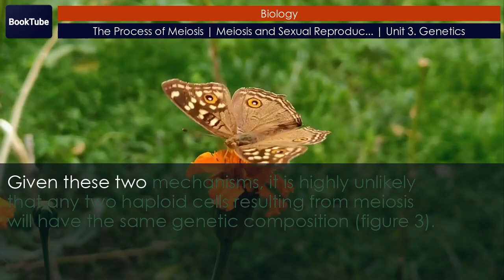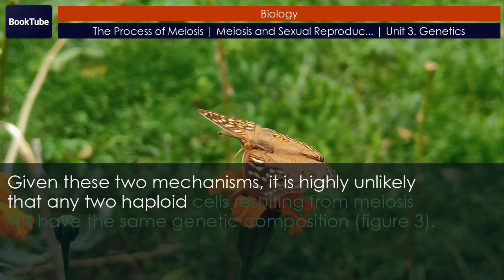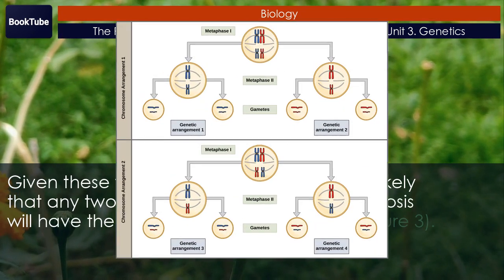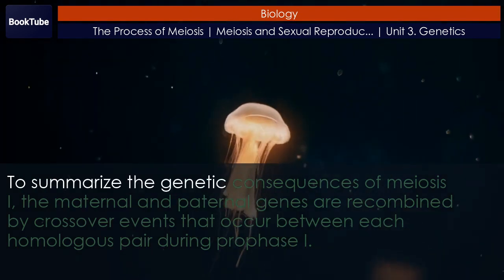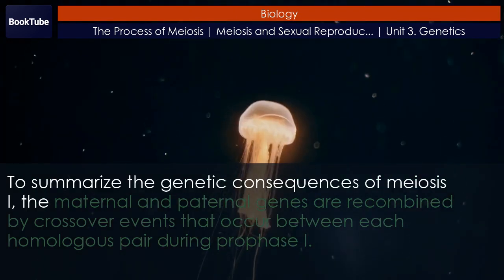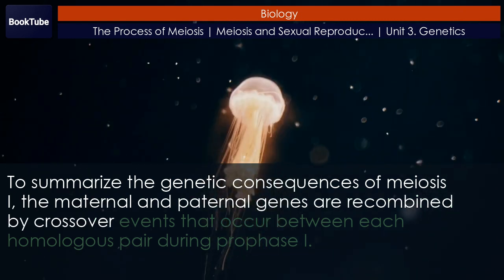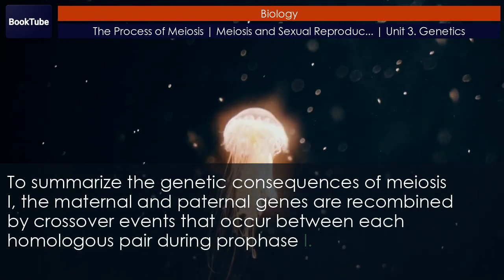Given these two mechanisms, it is highly unlikely that any two haploid cells resulting from meiosis will have the same genetic composition. Figure 3. To summarize the genetic consequences of meiosis I, the maternal and paternal genes are recombined by crossover events that occur between each homologous pair during prophase I.